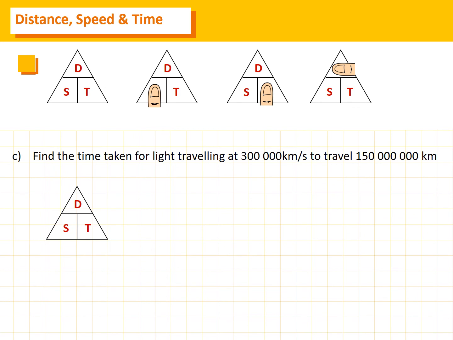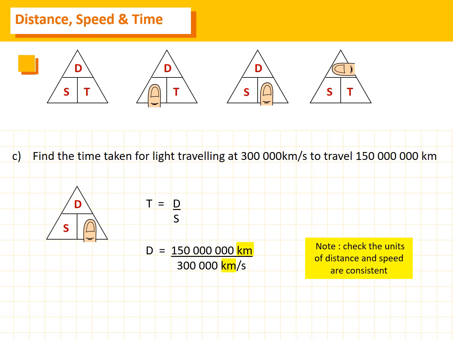And our final example using the distance, speed, time triangle. This time we're trying to find the time. So we put our finger over the T in our triangle. That leaves us with distance over speed. So time is distance divided by speed. Put in our values, and quite significant values, and a quick check of the units, kilometers and kilometers per second. So the units are consistent with each other, and therefore 150 million divided by 300,000 gives us 500 seconds.